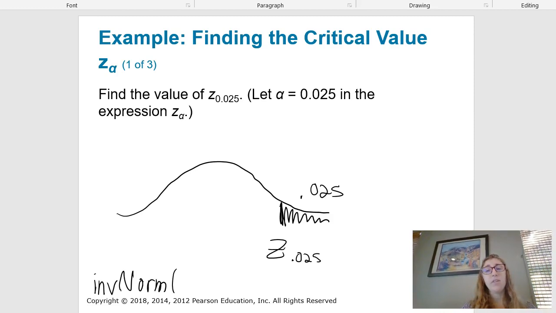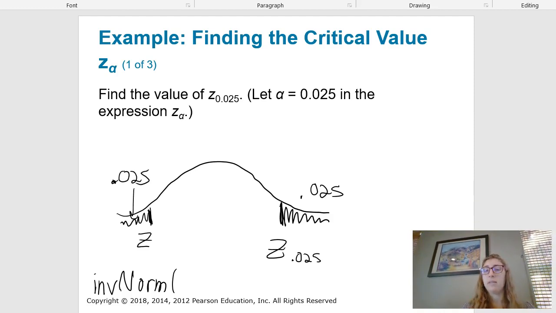You have a few options. One option is to find the area to the left of that z-score and plug that into your invNorm. Another option that we have is to find the z-score over here such that the area to the left is 0.025.